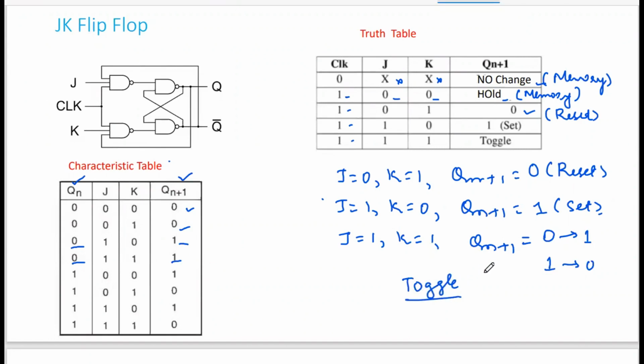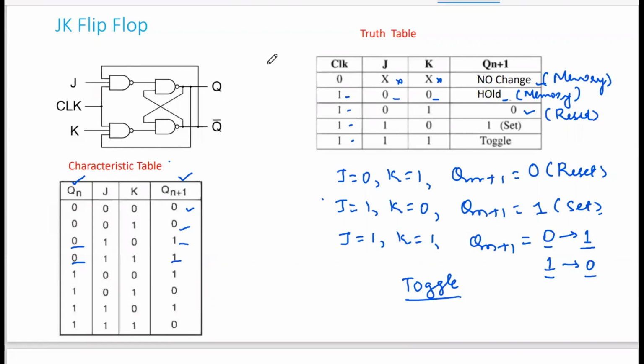Why is it called toggle? Because it is not fixed what your output is going to be. Your output is just the inverse of the previous state. If it is 0 in the previous state, it is going to be 1. If it is 1, then it is going to be 0. So that's all as far as your JK flip-flop is concerned.